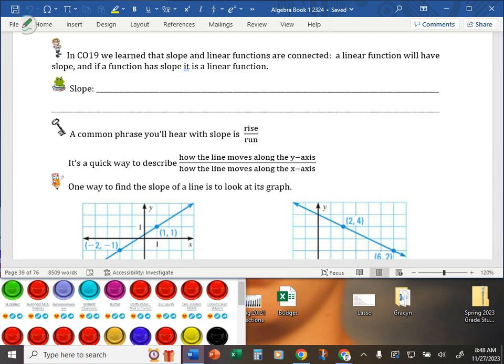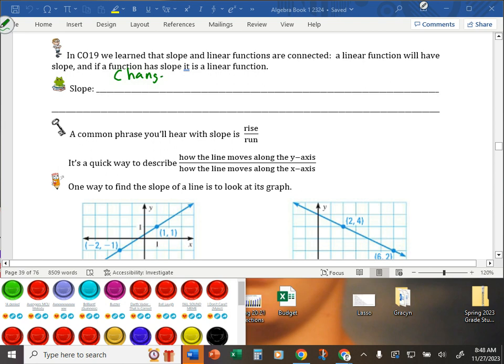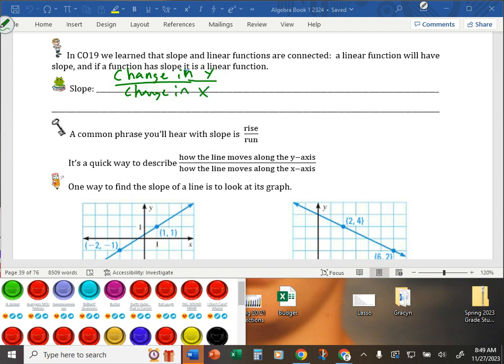We're also going to look at how to use a coordinate plane as well. So let's just define slope. We defined it already several times, several different ways on CO19, but it never hurts to write it down again. What does slope describe? When you hear that the slope of a line is 2/3, what does that tell you about the line? Yeah, a constant rate of change of y over x. So slope is change in y over change in x.